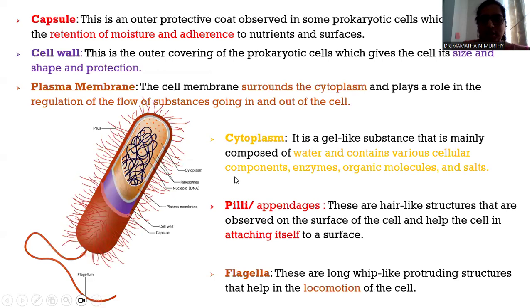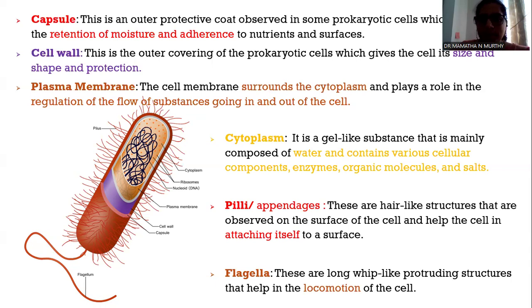The main parts or components of a prokaryotic cell include the capsule. Some prokaryotic cells, like some bacteria, possess a capsule as the outermost protective layer, which is not present in all bacteria. You can find capsules in some groups of bacteria. They mainly help in retention of moisture and also help in adherence of the organism to surfaces or nutrients.